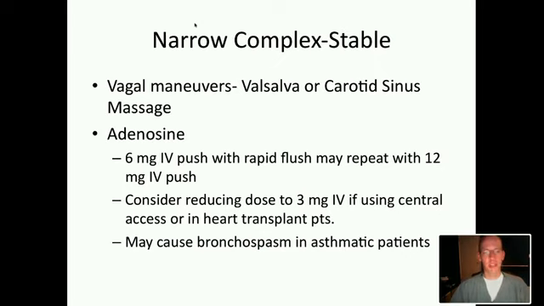Things to know about adenosine. It's rapidly metabolized. It's probably the most rapidly metabolized drug in the system that we have available to us. So you've got to give a push and inject saline to flush it in rapidly. The starting dose is 6 milligrams peripherally, and you rapidly flush it in so that you get the full drug effect into the heart as quickly as possible.